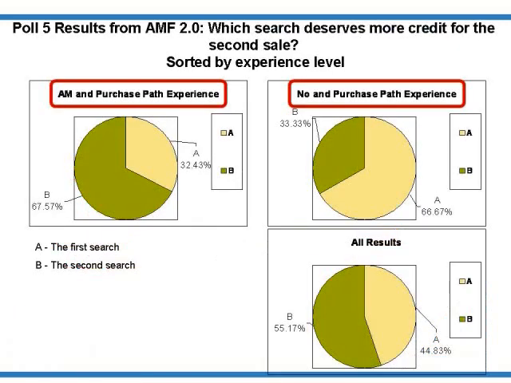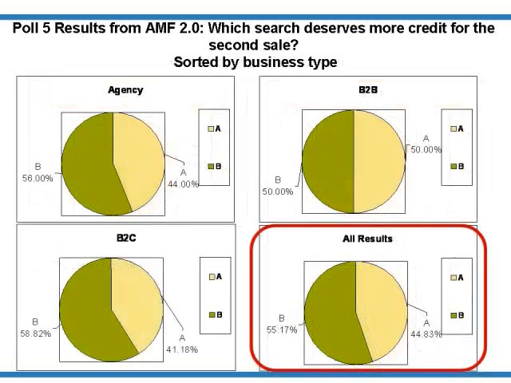In this poll, there is a divide between those with high attribution management experience and those with little to no experience. Those with high experience felt that the second search deserved more credit for the second sale, while those with little experience felt the first search was worth more credit. When looking at the results by business type across all groups, it was a pretty even split. Crediting the second search was the slightly more popular answer, earning 55% of the aggregate vote.